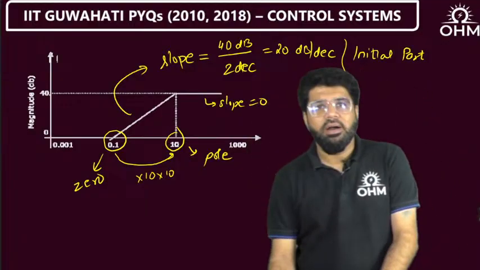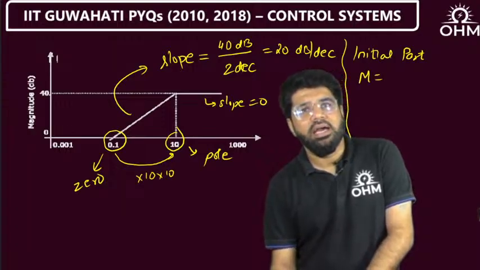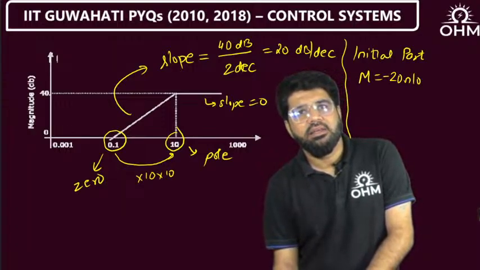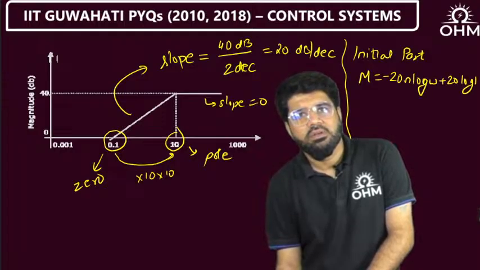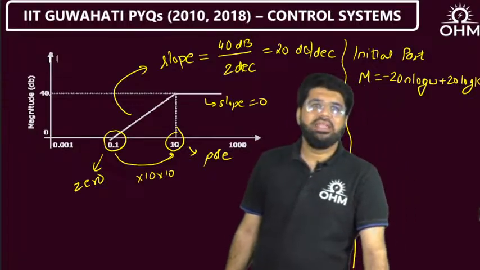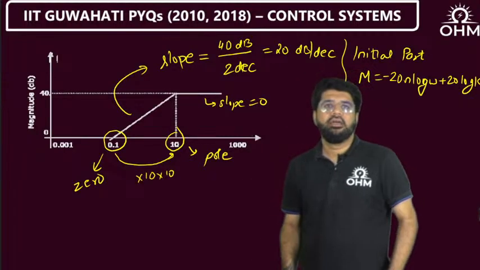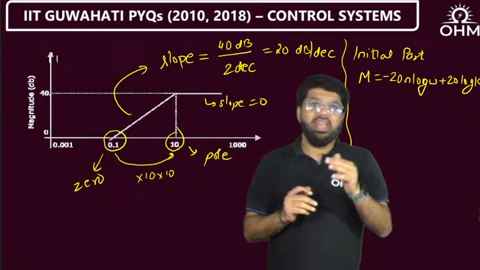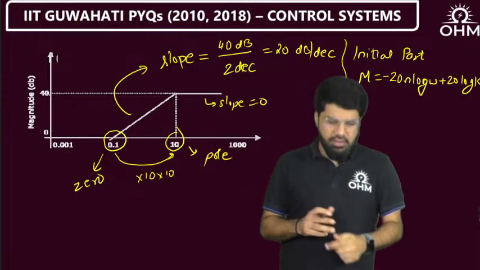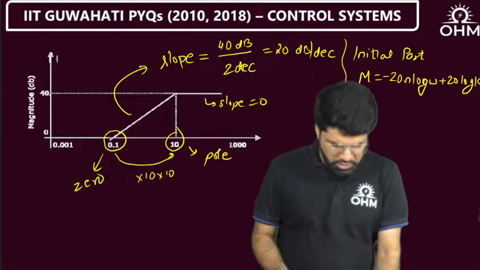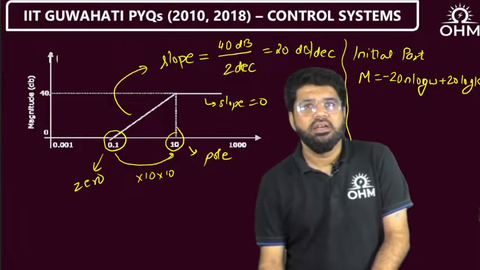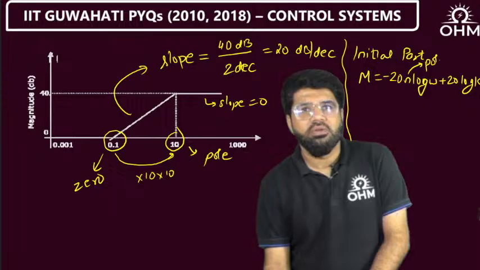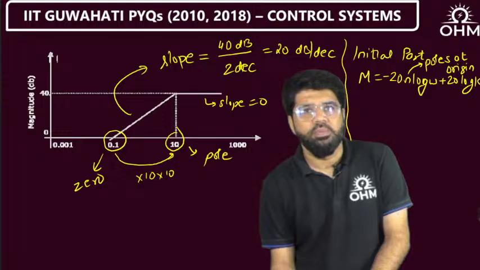For the initial part, I write the formula as minus 20n log omega plus 20 log k. I assume n poles at origin. If there are zeros at origin, that becomes plus 20n. So what I have assumed right now is n is the number of poles at origin, and this also gives the very famous formula, initial slope minus 20n.